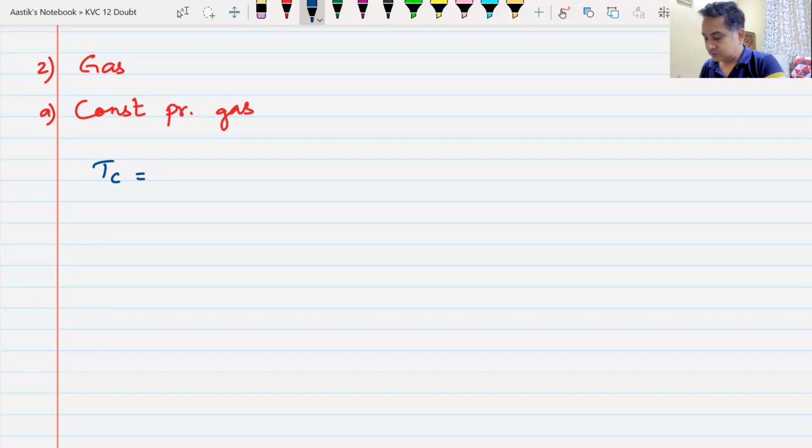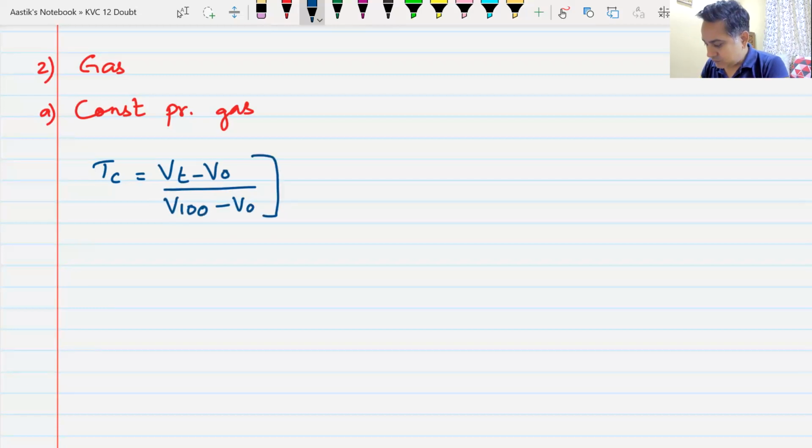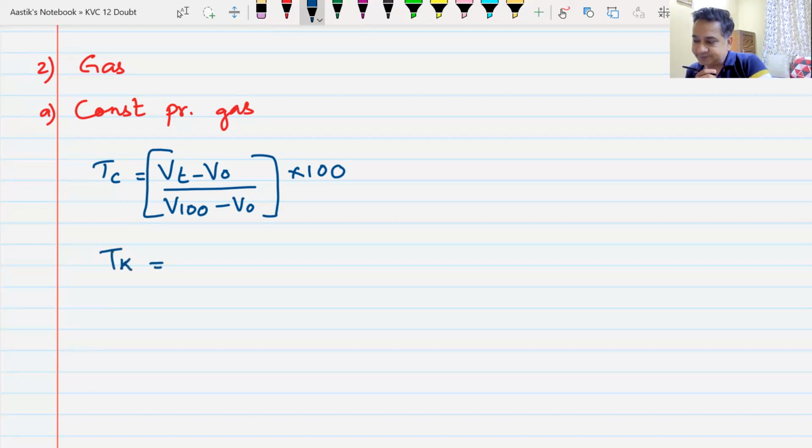V minus V at temperature T minus initial volume, not initial volume, volume at 0 degree, divided by volume at 100 degrees minus V_0, into 100. On similar lines, you can write the formula for the Fahrenheit scale. Yes or no? Yes, sir. Similarly, you can write the formula for Kelvin scale. Can anyone tell me what is the formula on the Kelvin scale?